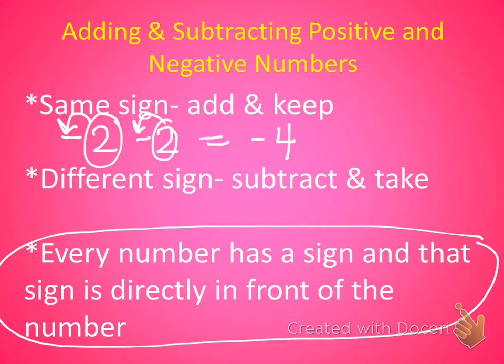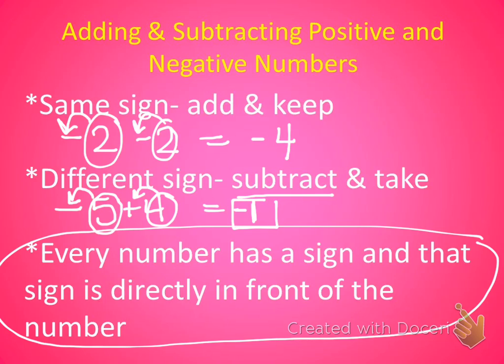Okay? Now, when I have different signs, like let's say I have -5 plus 4. Again, every number has a sign. That sign is directly in front of the number. So 5's sign is a minus, 4's sign is a plus. So what I want to do is I want to subtract those numbers. I always want to do the biggest one minus the smallest one, even if they're in opposite order. So I do 5 minus 4, which is 1. And I'm going to take the sign of the biggest number. Well, my biggest number is 5, so I look to find out what sign it is, and I know it's going to be a -1.